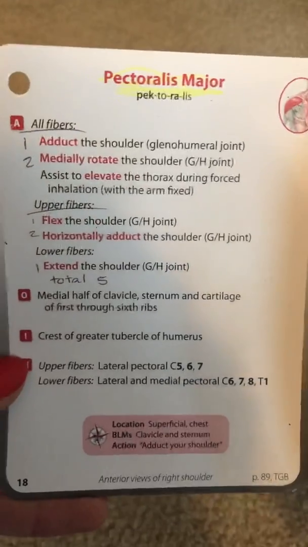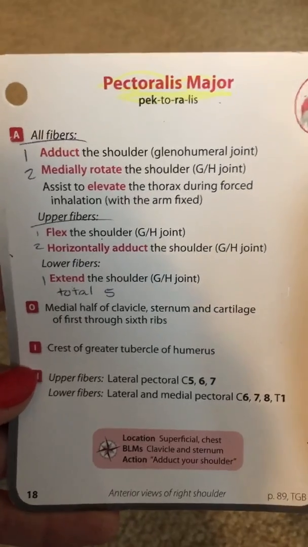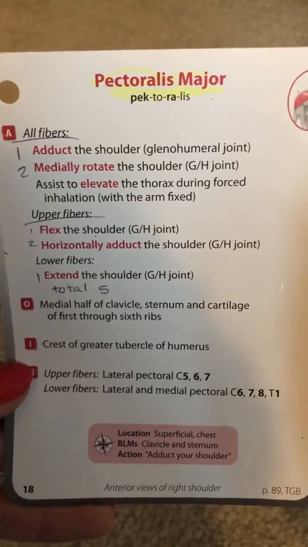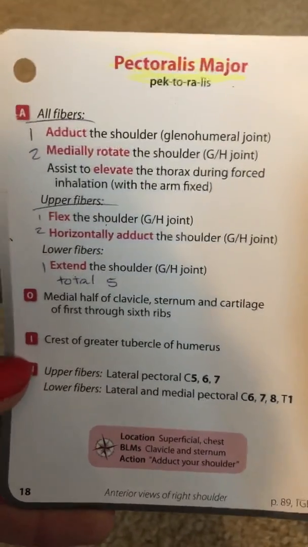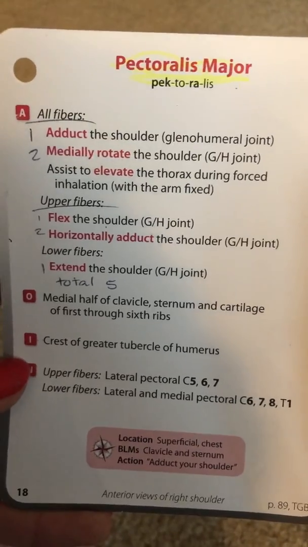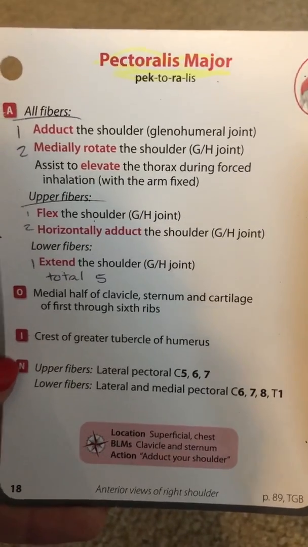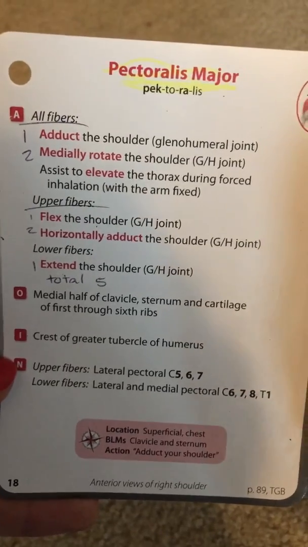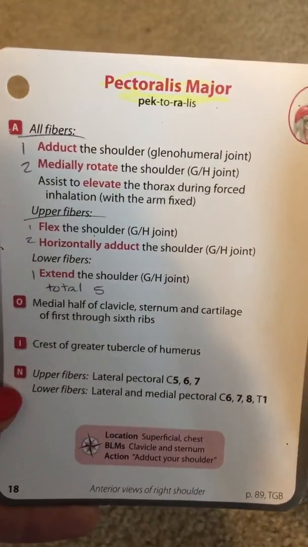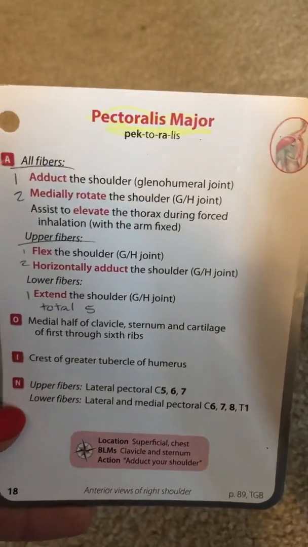Pectoralis major. All fibers adduct shoulder, medially rotate shoulder, assist to elevate thorax. Upper fibers flex shoulder, horizontally adduct shoulder. Lower fibers extend shoulder. Origin, medial half of clavicle, sternum, and cartilage of 1st through 6th ribs. Insertion, crest of greater tubercle of humerus. Nerve supply, upper fibers, lateral pectoral, lower fibers, lateral and medial pectoral.